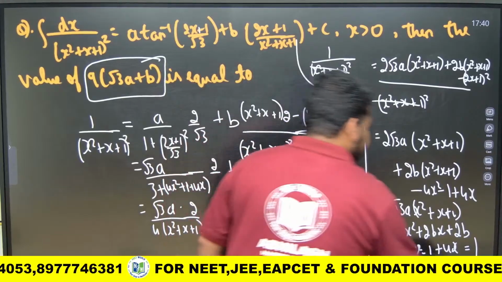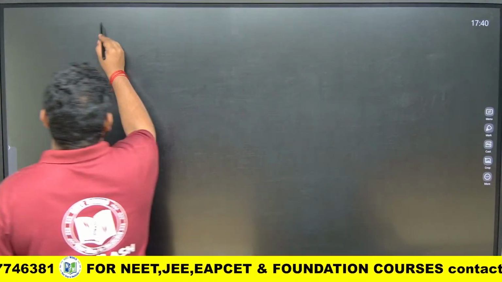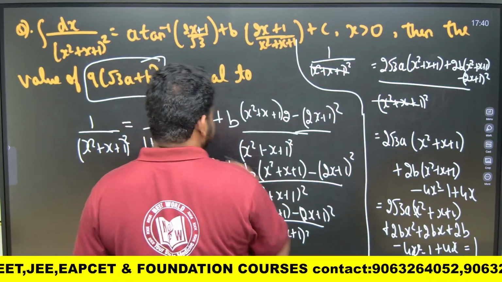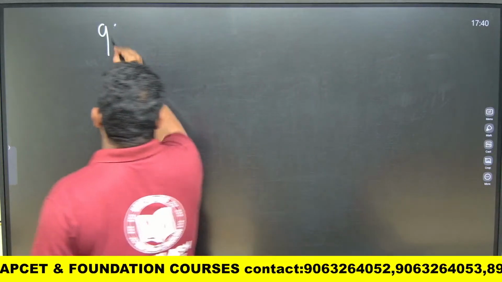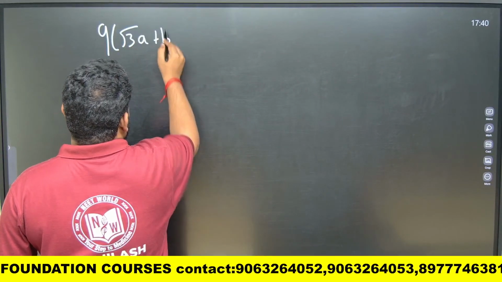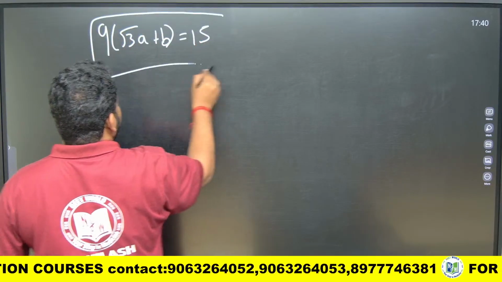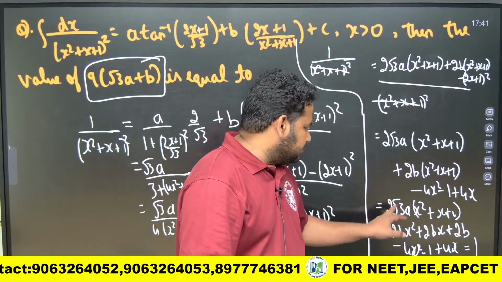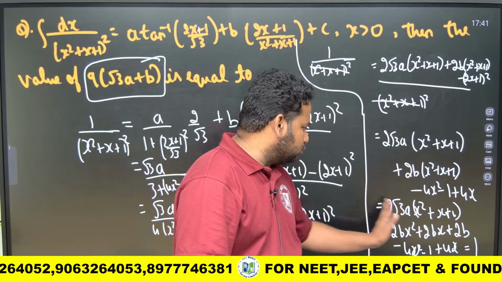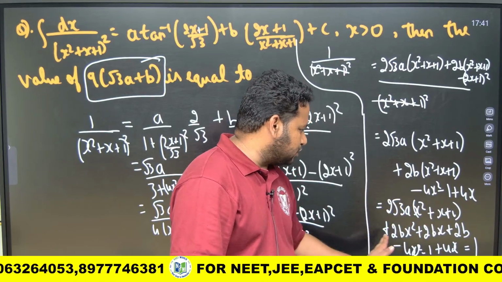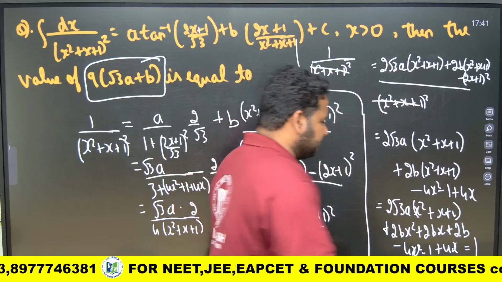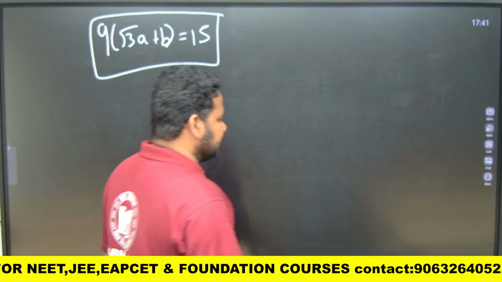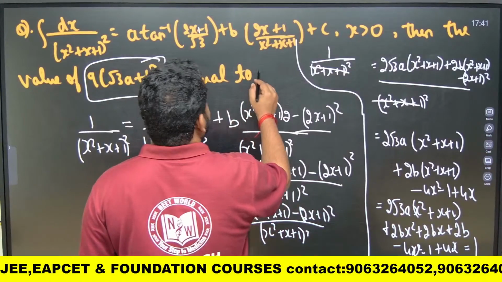On simplifying this, you can get the answer as 9 times root 3a plus b. Okay, 9 times root 3a plus b. You will get the answer as equal to 15, by simplifying this. Further, root 3a plus b, if you want, we should take 2a as common, x square plus x plus 1 as common. If I take it as common, I will get some value. That value, if I multiply by 9, 9 times root 3a plus b will be equal to 15. This is the answer I will get. The answer to this question is 15.